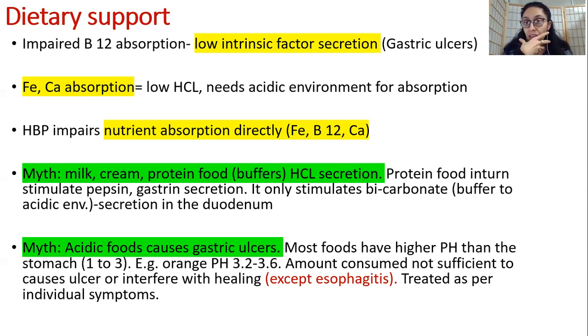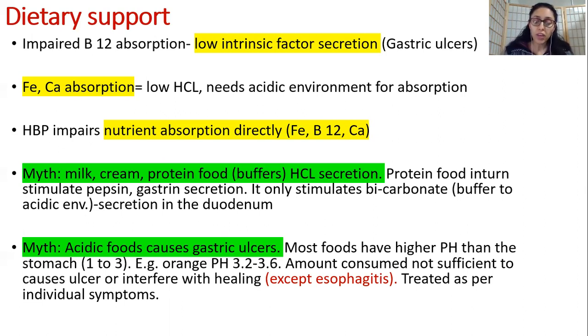Because your mouth doesn't have an acidic pH, your esophagus doesn't have an acidic pH, right? Esophagus doesn't have a secretion of anything. All right, so basically that's why acidic foods, if you have oral ulcers or esophageal ulcers like esophagitis, inflammation of your esophagus, that is when they can be irritating.